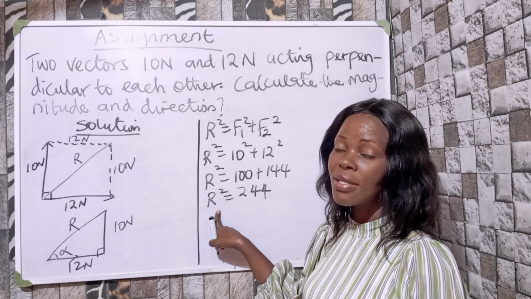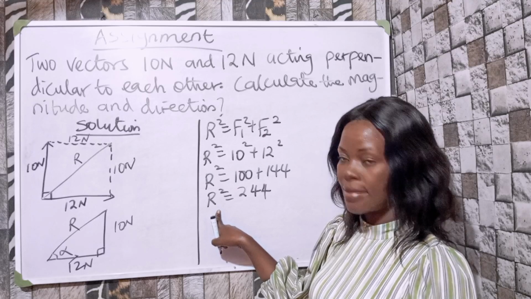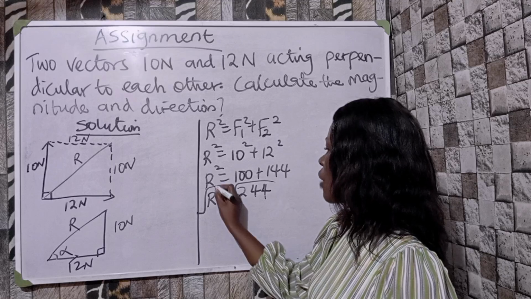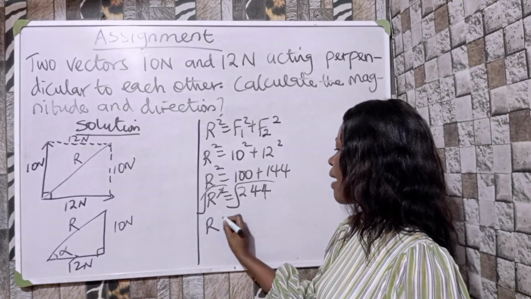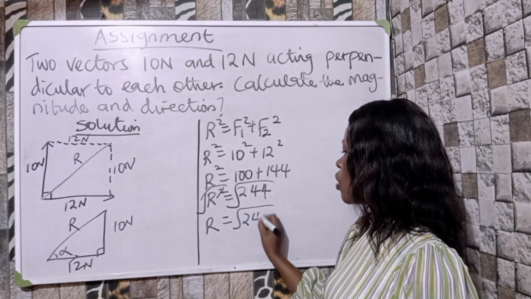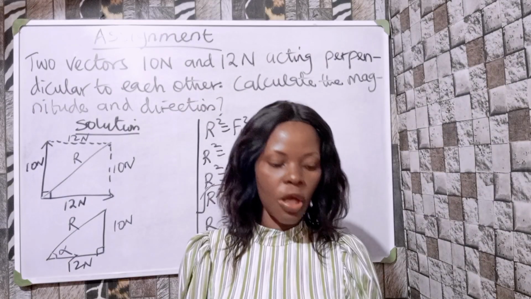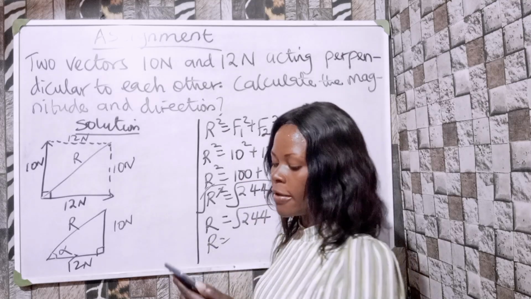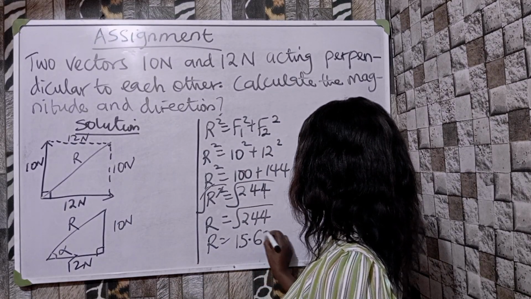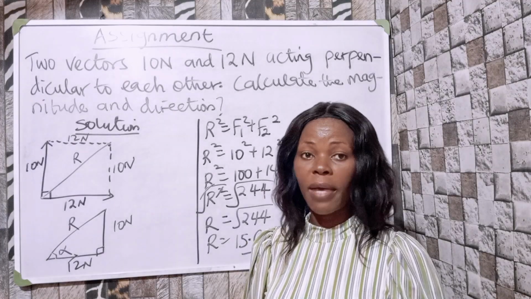So what I'm going to do is take the roots of both sides. If I take the root of both sides, this will cancel to give me R. So I will have the root of 244. The root of 244 gives me 15.62. So I will have 15.62 Newton. This is my resultant, or my magnitude.